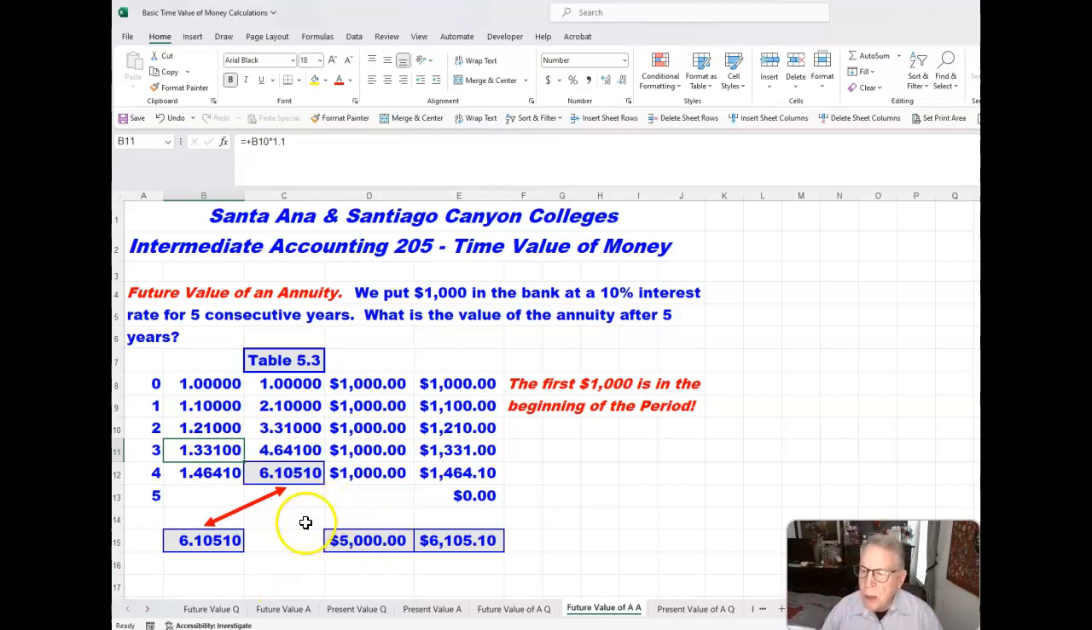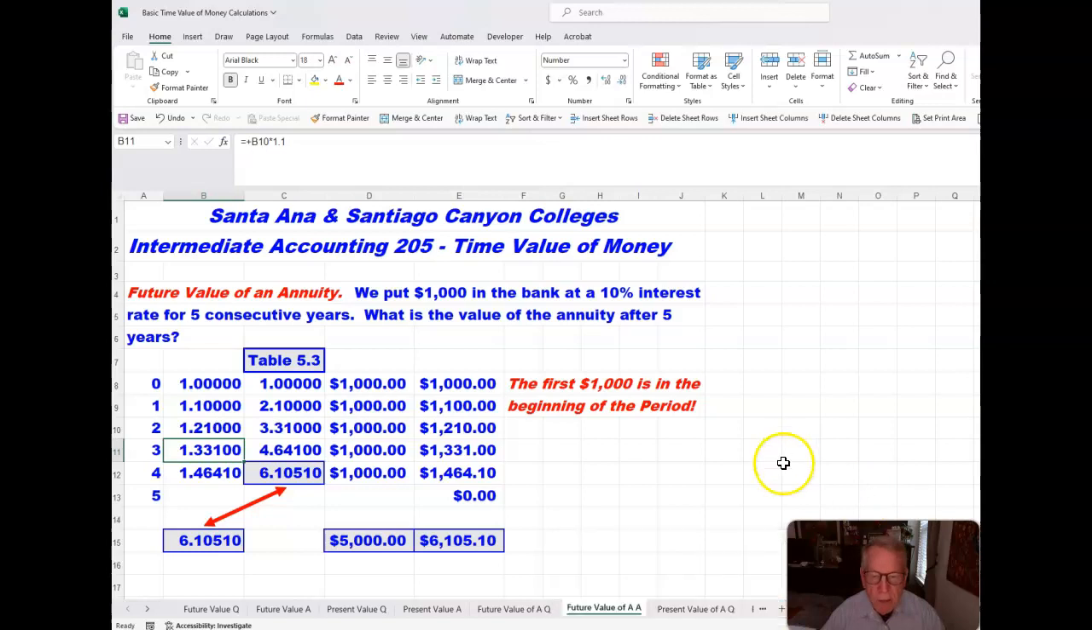Now you'll notice this is a little bit confusing in that we start with period 0 here, because we're putting that $1,000 in the bank in period 0. So that's where we get that 6.1051. If I want to know how much that $1,000 is worth after 5 years, I take this factor, 6.10510, and multiply it times $1,000. If I do that, I get $6,105.10. So a very useful calculation.